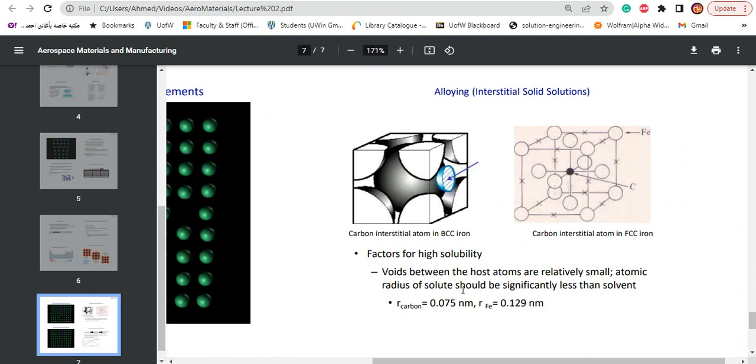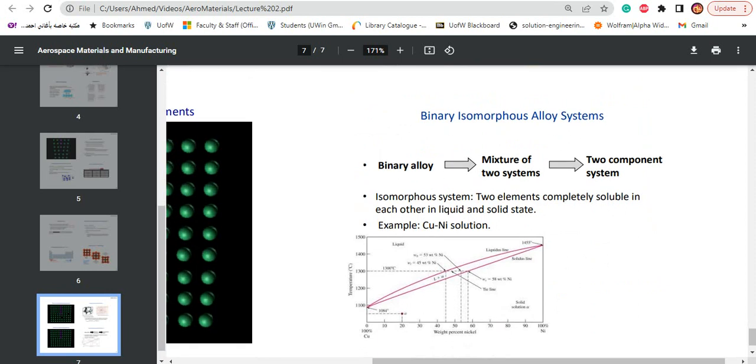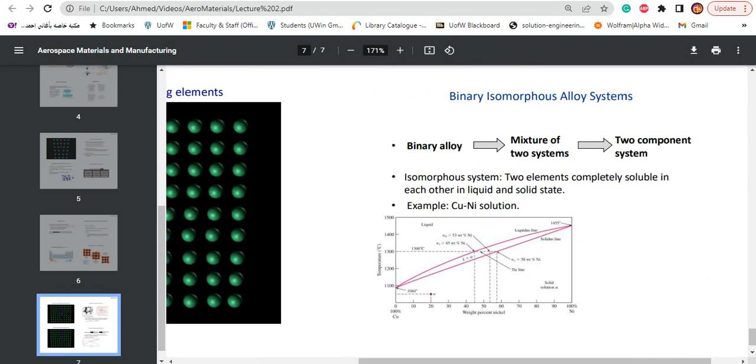Factors for high solubility. Voids between the host atoms are relatively small. Atomic radius of solute should be significantly less than the solvent. The solute has to be much less than the solvent. That means the lesser material should be much smaller than the greater material, not just a slight difference, for interstitial solid solutions to have high solubility.